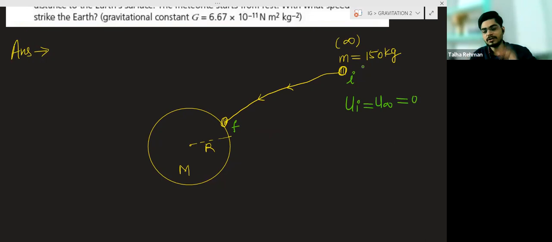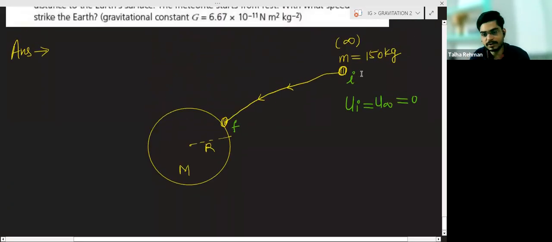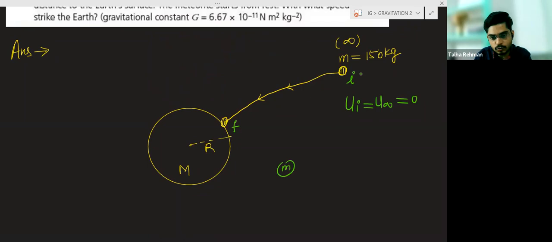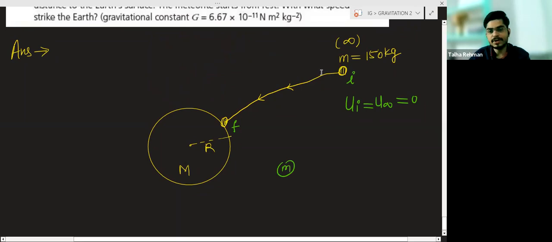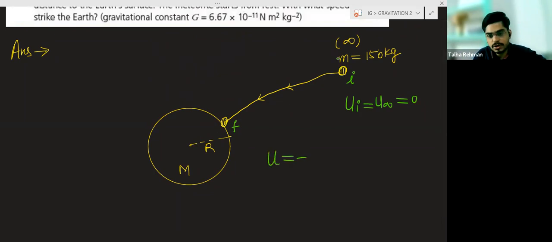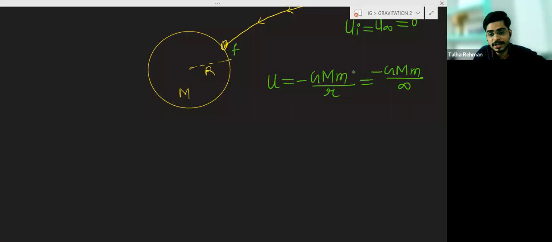Or in another way you can solve this question. There is one mass m and another mass M. What is the gravitational potential energy of a system of two masses separated by a distance of infinity? U is equal to minus G capital M small m divided by R. So it will be minus GM, and R is infinity, and 1 by infinity is 0. That is why the initial potential energy you can say will be 0.